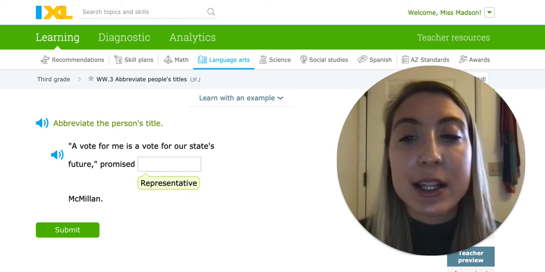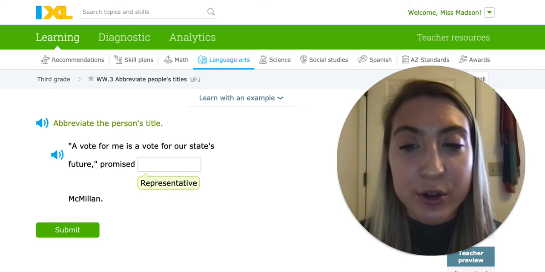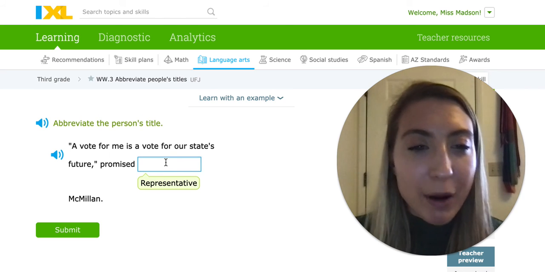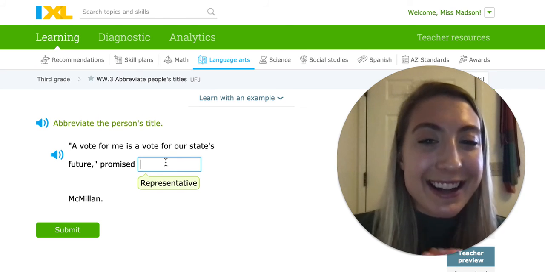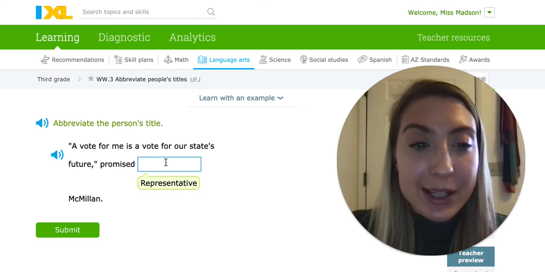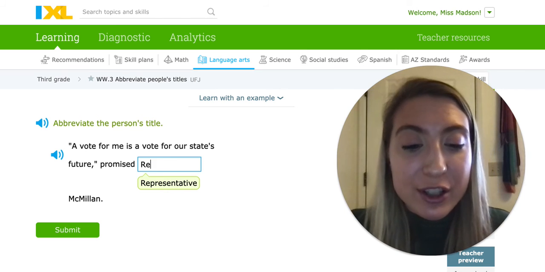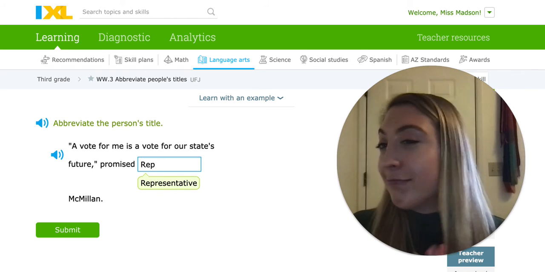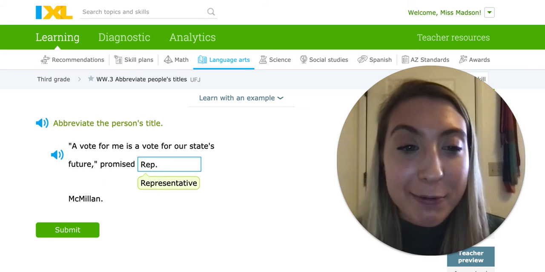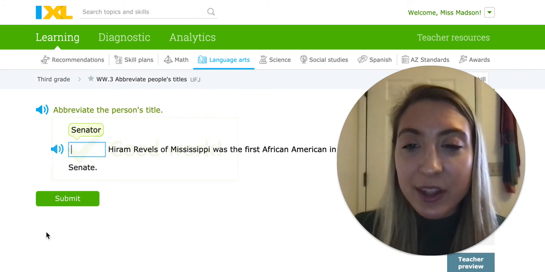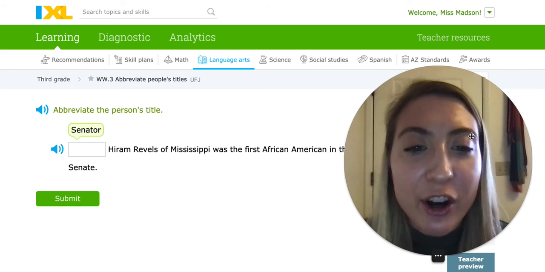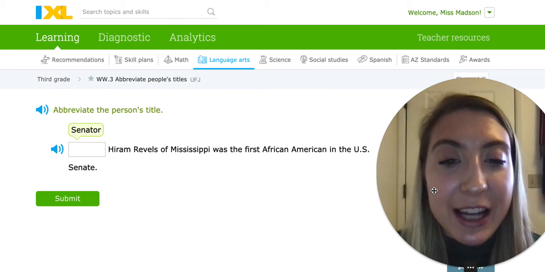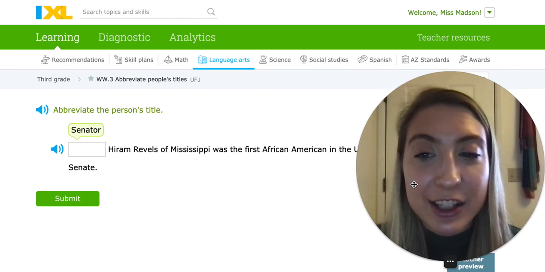With the sentence, "A vote for me is a vote for our state's future," promised Representative McMillan, I have to know how I am going to abbreviate Representative. I know it always has to be capitalized, and I know it's the first 3 letters from before, but am I done there? It needs a period before we finish. So now let's do another one. Senator Hiram Revels of Mississippi was the first African American in the U.S. Senate.